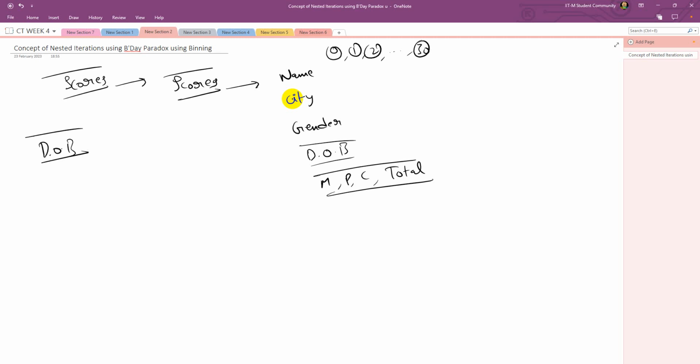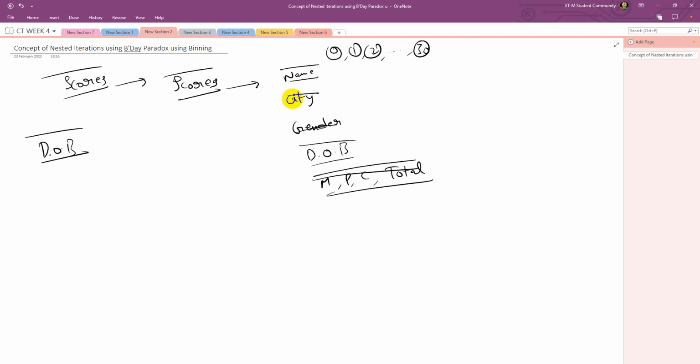So let us take the course data set with all the other fields being neglected: name, city, gender, MPC, total. We do not want all of these, but we might need the name here because we need to note down the name of the students who share the common date of birth. So here we need only DOB as the primary condition and name as the secondary thing. But how can we solve it using binning?